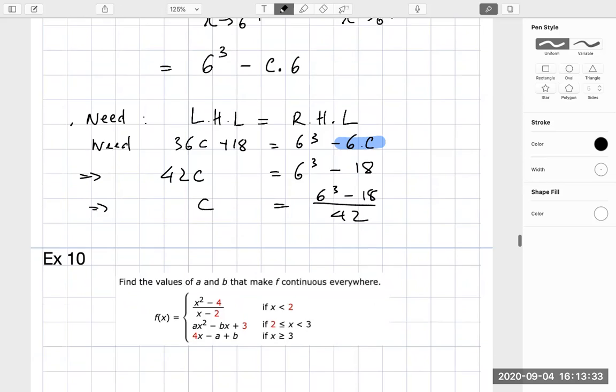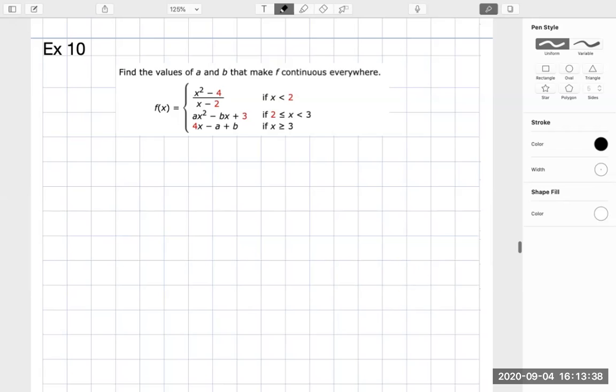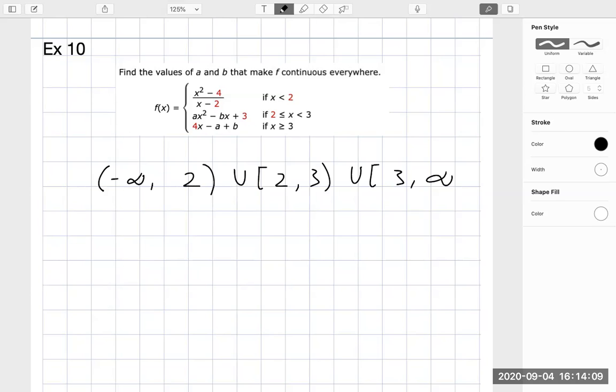Okay, let us continue. The next one. Here, find the values of A and B that make f continuous everywhere. Again, we need to consider 3 ranges: from negative infinity to 2, which is strictly smaller than, so we use this, union with 2 to 3, and then from 3 to infinity.